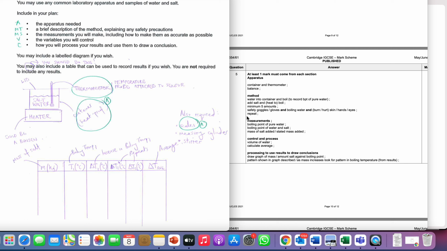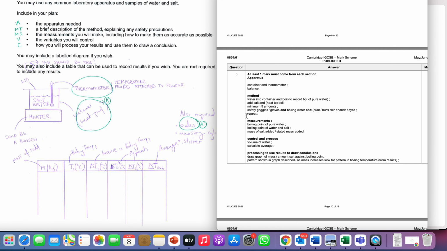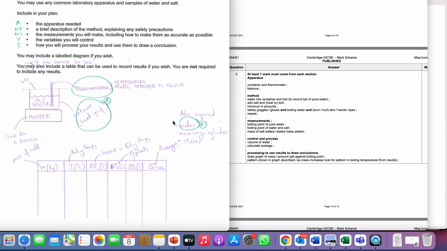Now the reason I've done that is because the mark scheme is loosely broken up in that way. It looks at the apparatus, the method, the measurements, your variables, and then also your conclusions. And what you're allowed is to take 1 mark from each section. You should take 1 mark from each section. And then there are a couple more marks because it's a 7-mark question, from any section you want.